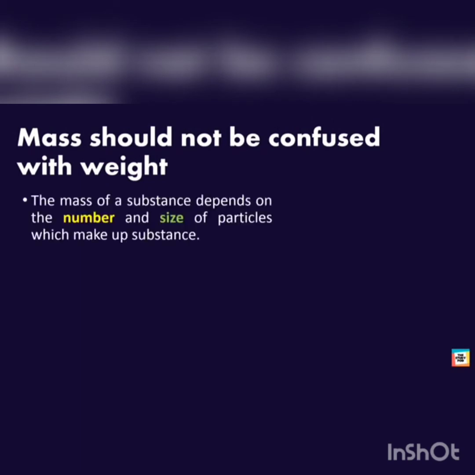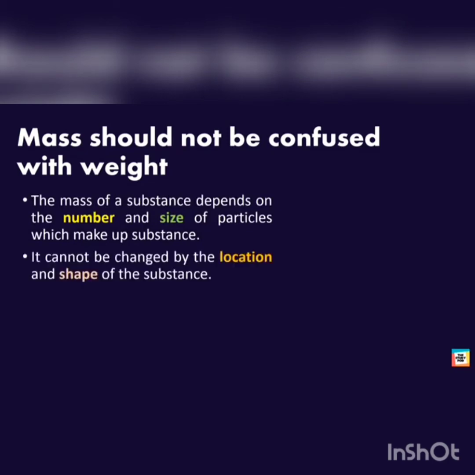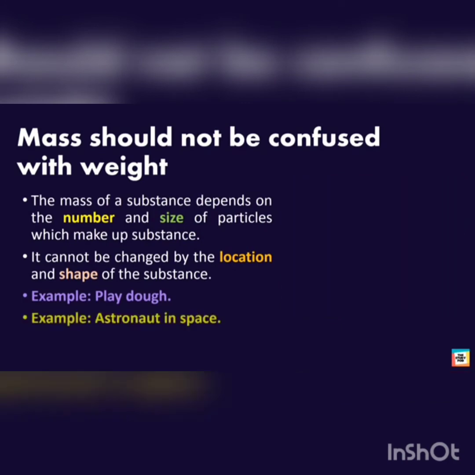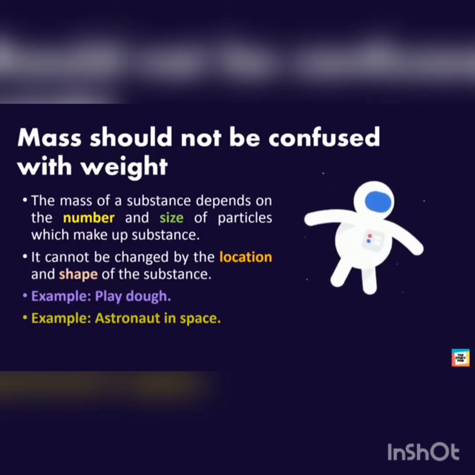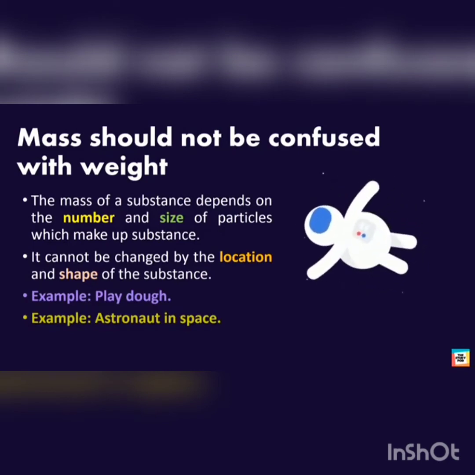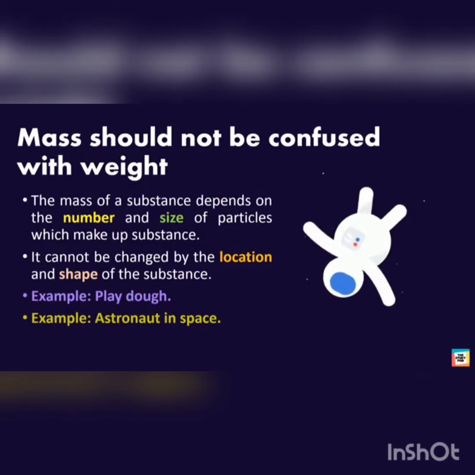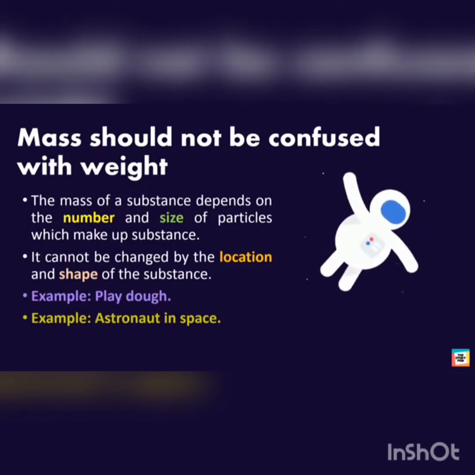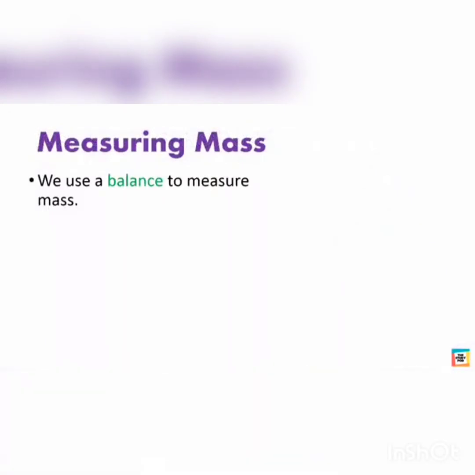The mass of a substance depends on the number and size of the particles which make up the substance. It cannot be changed by the location and shape of the substance. For example, the mass of this ball of putty will remain the same no matter what shape we give it. Another example: when an astronaut goes into space, his mass remains the same, but his weight decreases due to the change in gravity.